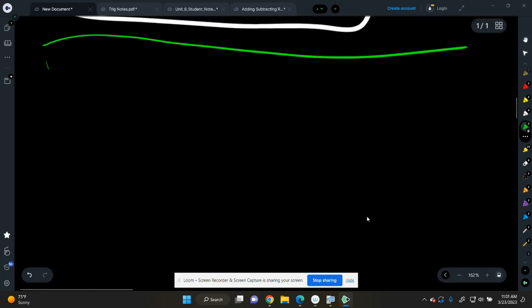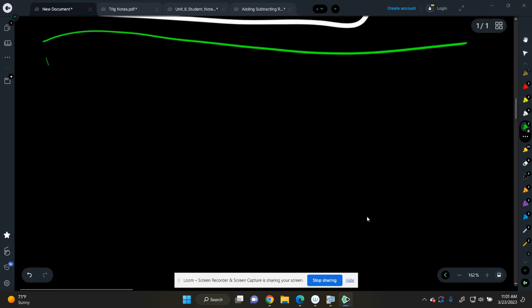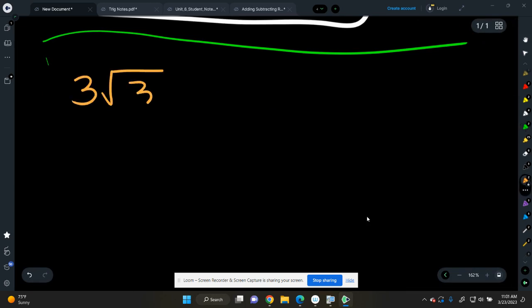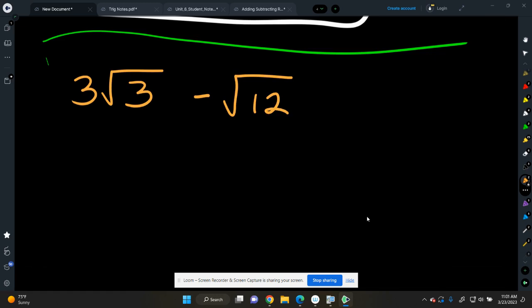Okay. So let's look at 3 root 3 minus the square root of 12. Are they like terms? No. They don't appear to be, but they actually are. Before we make a decision about whether they're like terms, we need to make sure everything is simplified first.